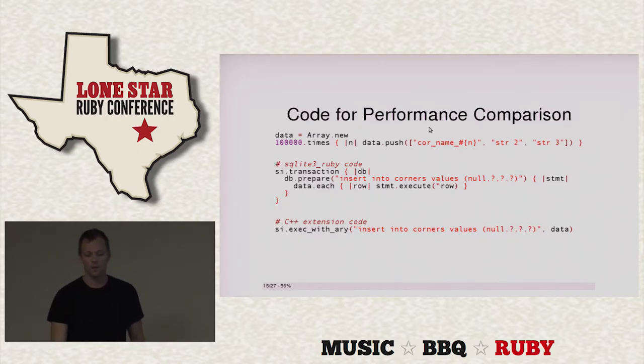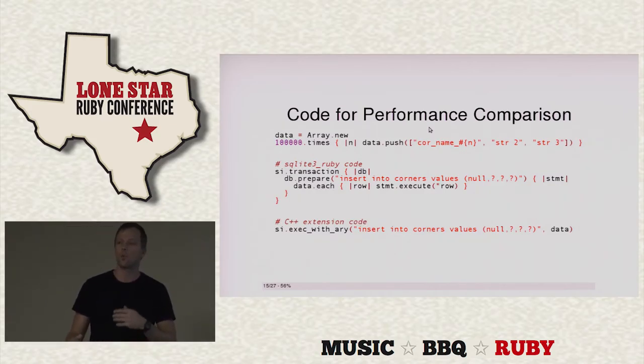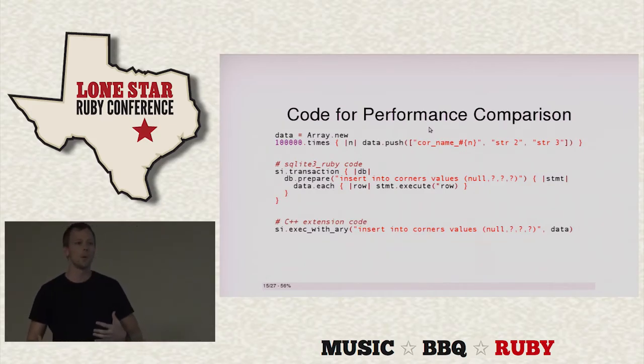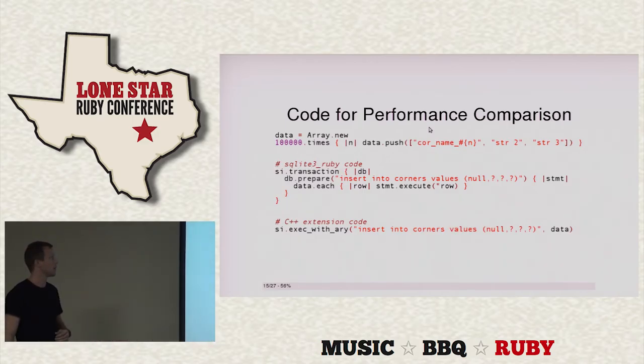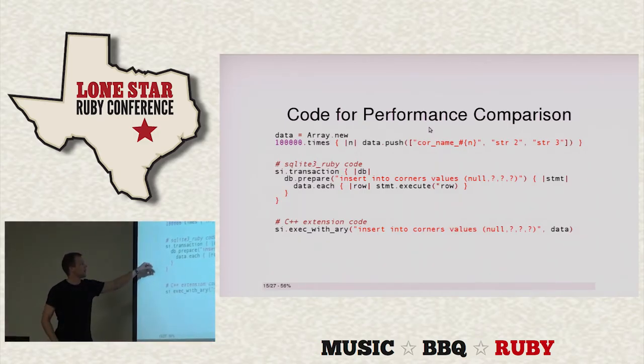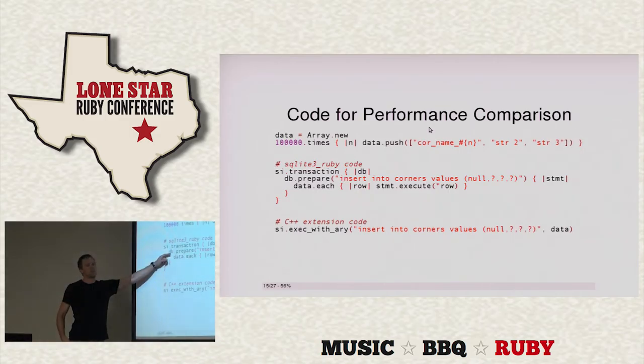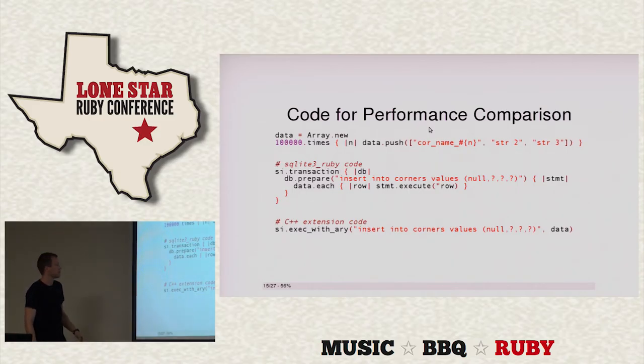So let's look at just a quick little example to gauge where you can gain performance and how much. This is a little test I ran. It's 100,000 inserts into a SQLite database, and the top two lines just make a 100,000 element array with the rows you're going to insert. And then in the middle section, we open a transaction, prepare an SQL statement, and then we loop over our data array and execute the SQL and inject the 100,000 statements.